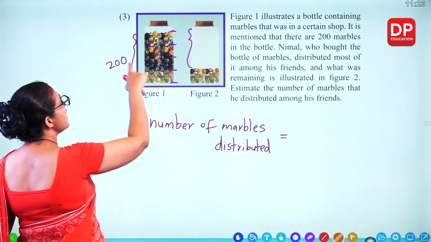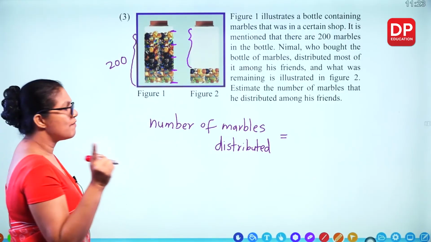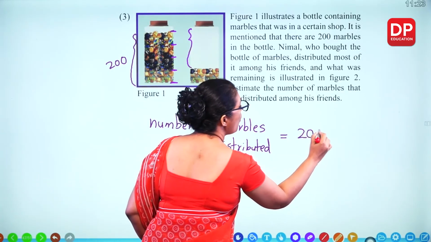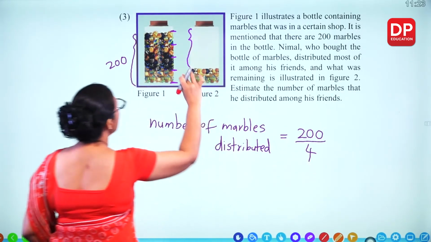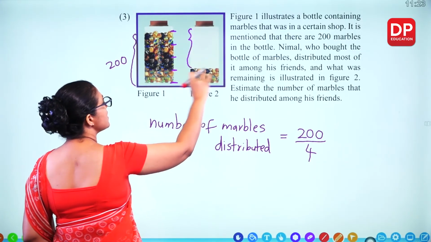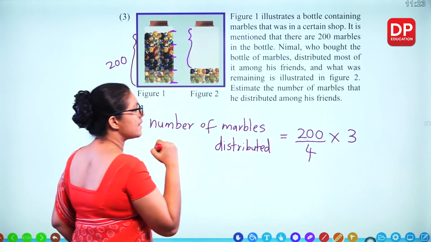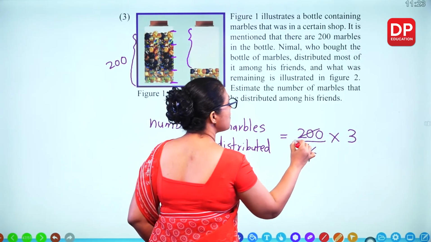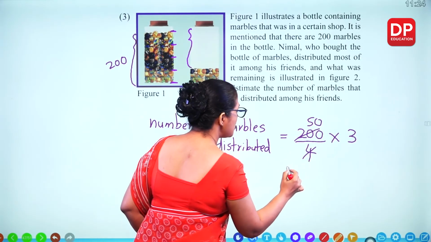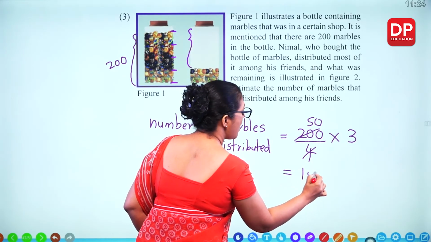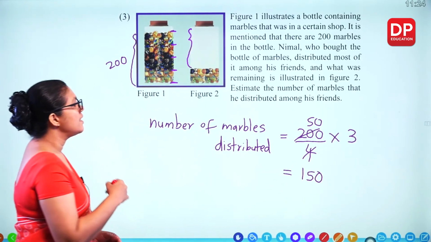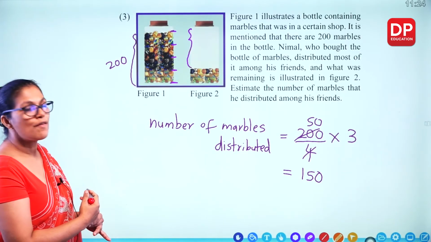So you can say 200 divided by 4 is 1 part. 1, 2, 3, 4. 1 part is that much. We need 3 parts like that. 4 times 5 is 20, 50 times 3 is 150 marbles. He gave it to his friends.